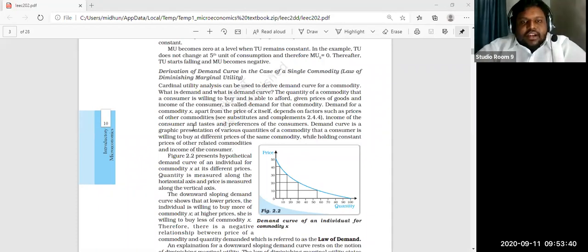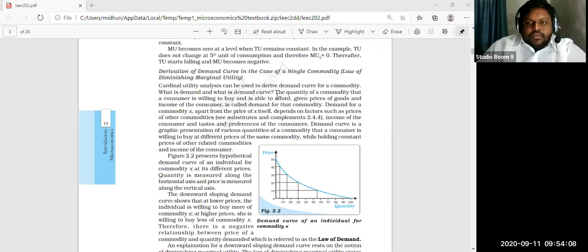Here it is the derivation of the demand curve in the case of a single commodity. We are discussing here only one commodity. In the first case we discussed a bundle of commodities, commodity X and commodity Y, so X1 and X2. Here we are discussing only one particular commodity. So cardinal utility analysis can be used to derive the demand curve for a commodity. So here you can see what is demand and what is demand curve. Write down, underline that properly, you want to learn that properly.